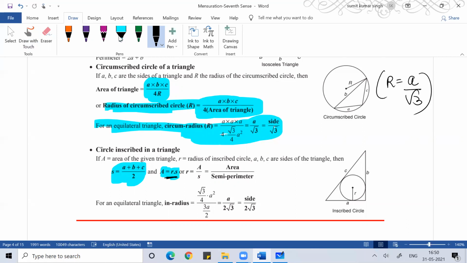One more thing you can remember: in case of a right angle triangle, the midpoint of the hypotenuse is the point where the center of the circumcircle will lie. Imagine if I draw a circumcircle on a right angle triangle. The point where all the perpendicular bisectors of the triangle meet is actually at the midpoint of the hypotenuse. You can prove it through construction or mathematically. So you can remember this, and also remember the equilateral triangle results.